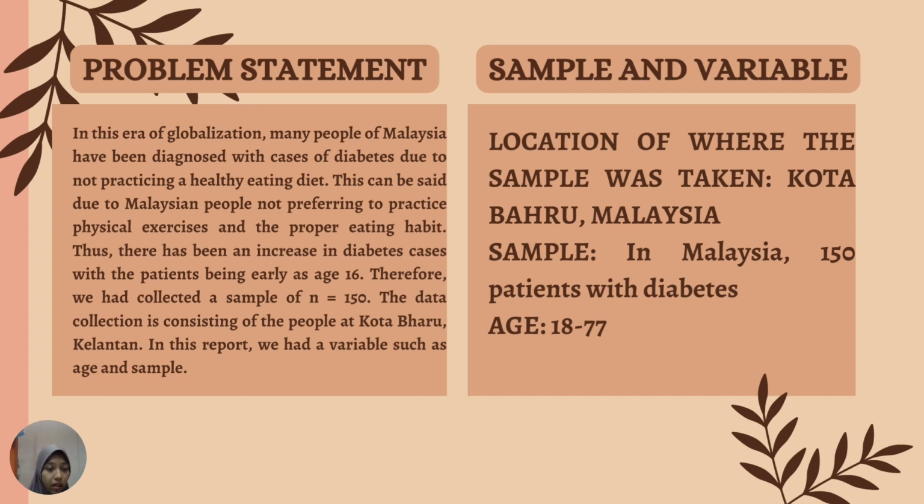The data collection consists of the people at Kota Baharu, Kelantan. In this report, we had variables such as age and sample. We have the location of where the sample was taken, which is Kota Baharu, Malaysia. Sample in Malaysia: 150 patients with diabetes, age 18 to 77.